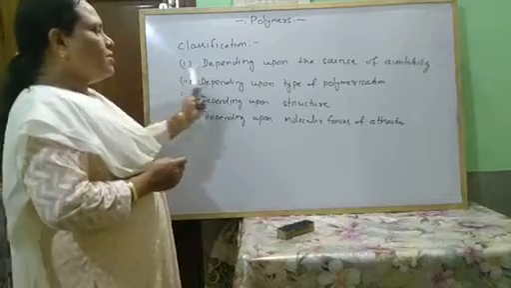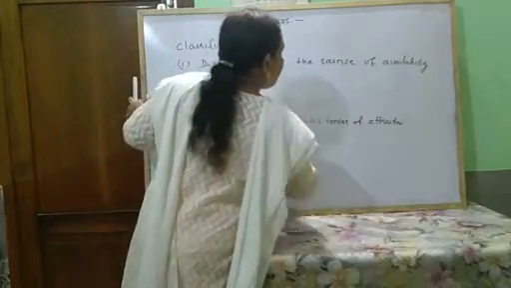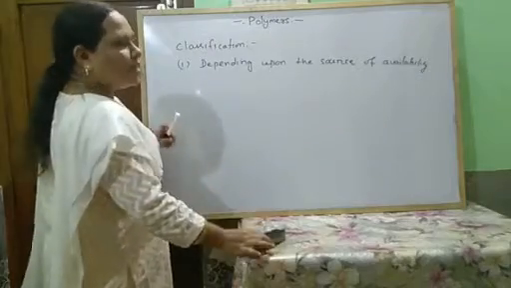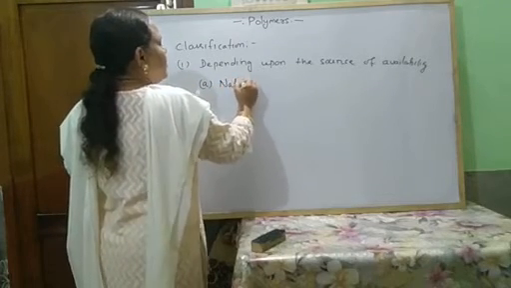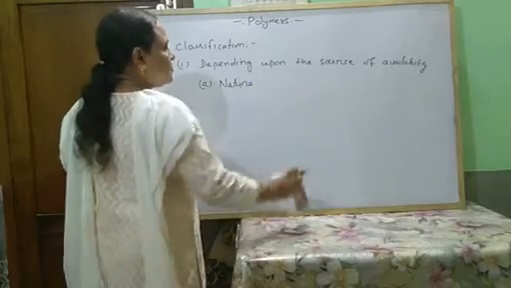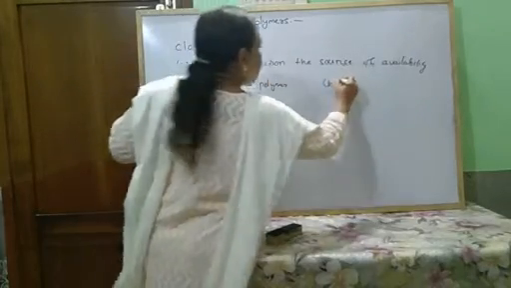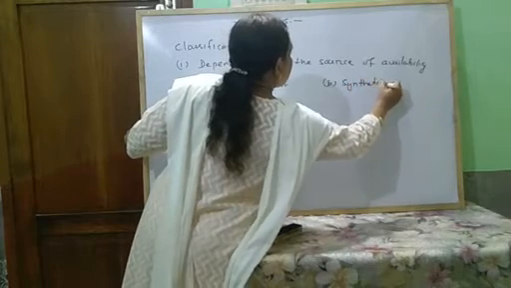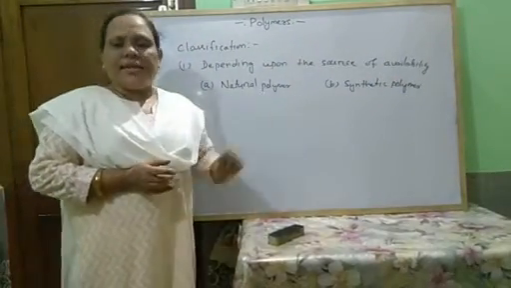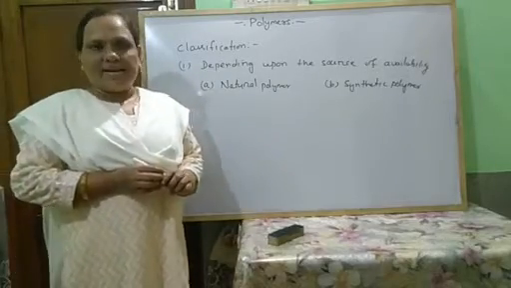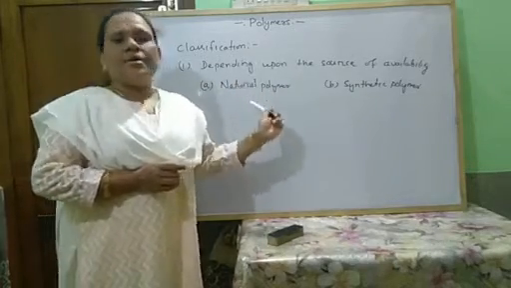Let us discuss one by one. First, depending upon source of availability. Depending upon the source of availability, polymers are classified generally into three types. We can say two types actually. One is natural polymer, and another synthetic polymer. Natural polymers are available in nature, generally found in animals and plants. Natural polymer is found in nature, that is from animal and plants.